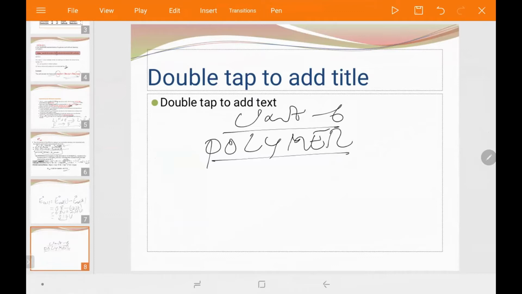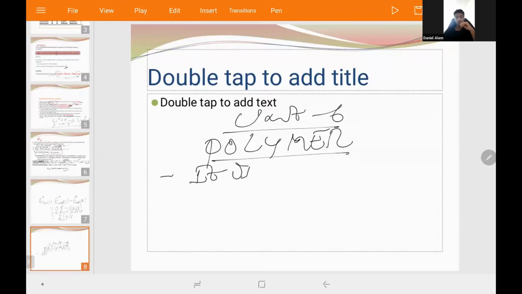What is polymer? You have already learned this in grade 11 of your biology, particularly about natural polymers. What is polymer? Is it micromolecule or macromolecule? Macro. It is macro.